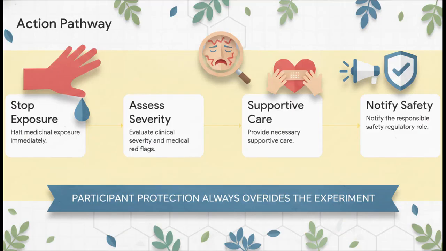If a severe crisis actually hits, say a participant develops a widespread painful rash after a third dose, this rapid 4-step action pathway kicks in instantly. Step 1, stop all further medicinal exposure immediately. Step 2, assess the clinical severity and any medical red flags. Step 3, provide or arrange whatever supportive care is necessary. And Step 4, notify the responsible safety and regulatory bodies, because participant protection always overrides the experiment.